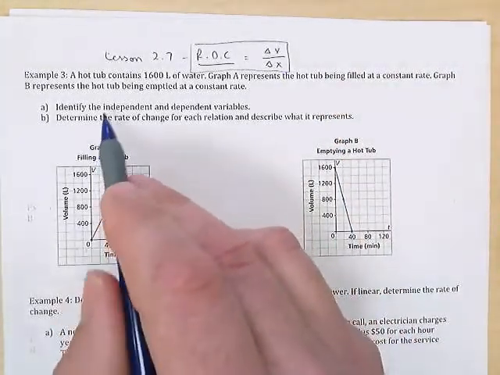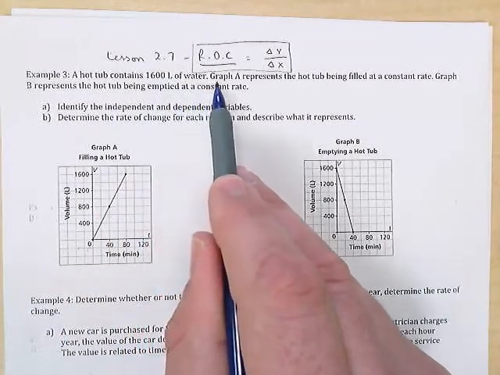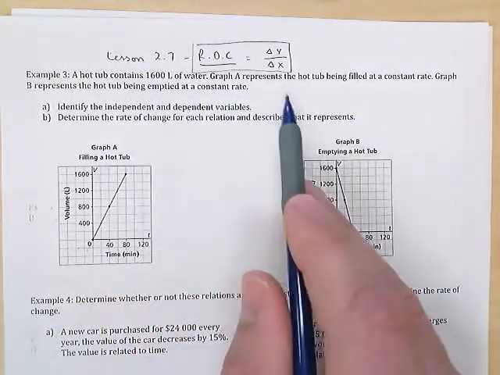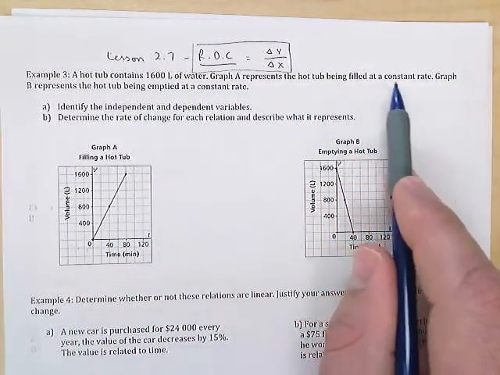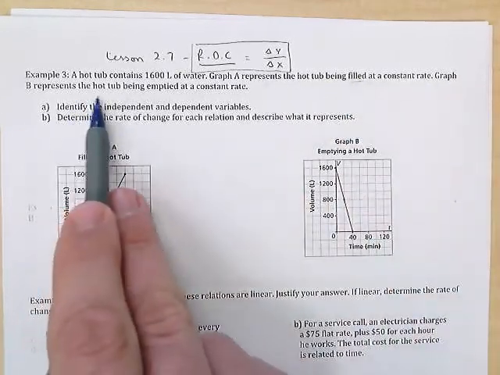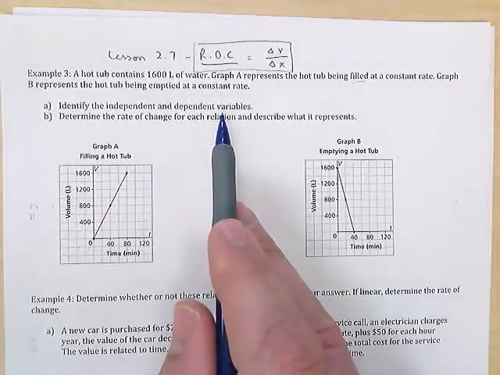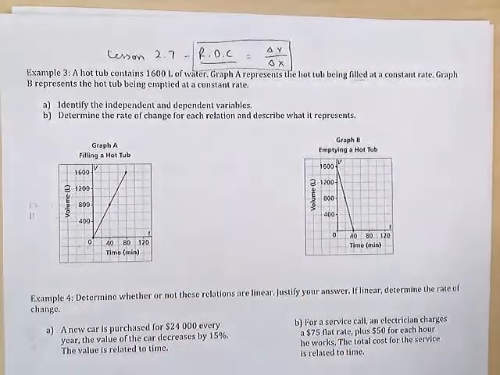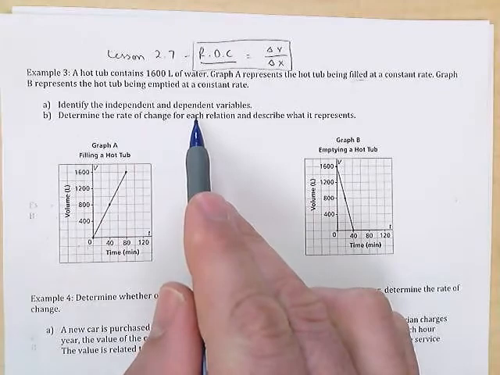So here we have a hot tub that contains 1600 liters of water. Graph A, which is this one here, represents a hot tub being filled at a constant rate. So you're filling it. Graph B represents a hot tub being emptied at a constant rate. So identify the independent and dependent variables.